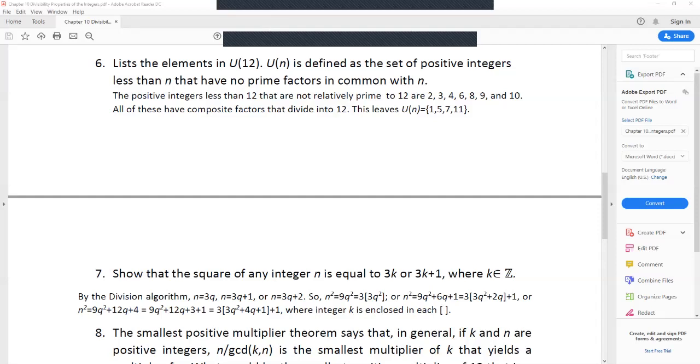Number 7, show that the square of any integer is equal to 3k or 3k plus 1, where k is an integer. Well, by the division algorithm, we can express any number or any integer n as 3 times q, or 3 times q plus 1, or 3 times q plus 2.